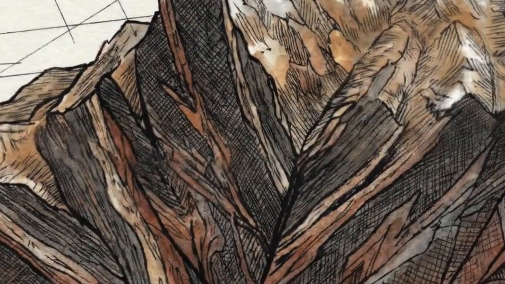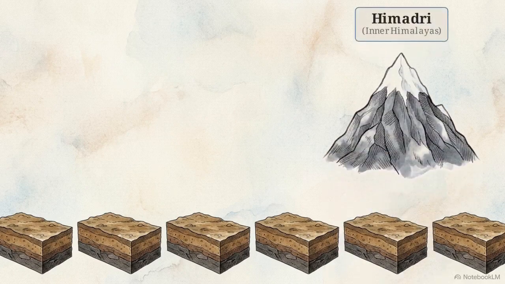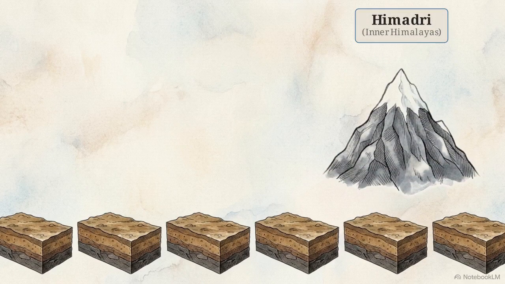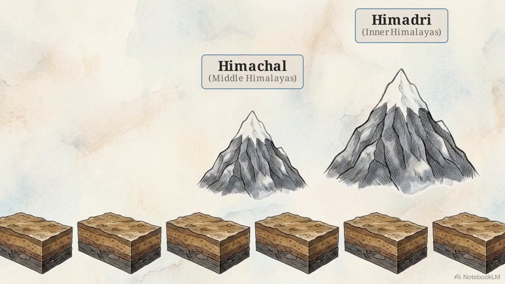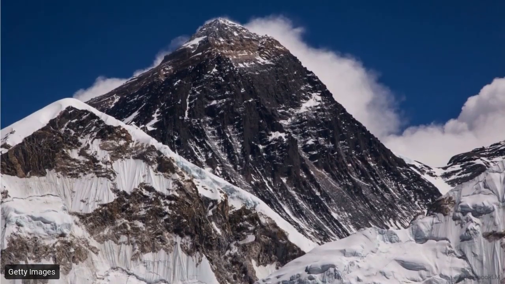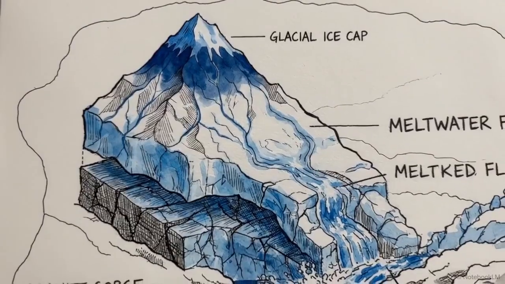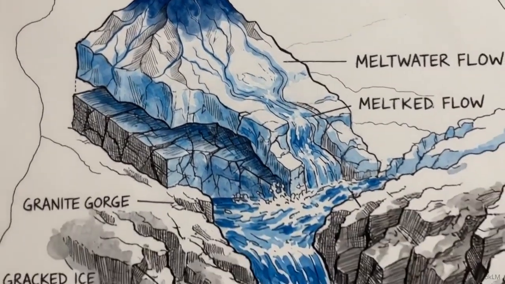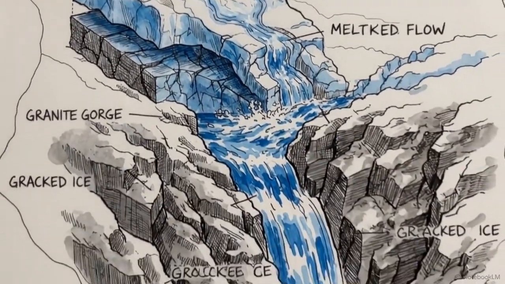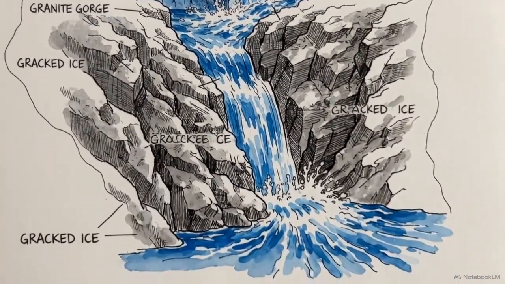world's youngest fold mountains. This collision occurred in successive pulses over millions of years. Each pulse forced a new section of the crust upward, resulting in 3 distinct parallel mountain tiers. The inner Himalayas, or Himadri, represent the tallest pulse. Rising above 6,000 meters, this granite-cored massif houses the glaciers that feed the Indus, Ganga, and Brahmaputra river systems.